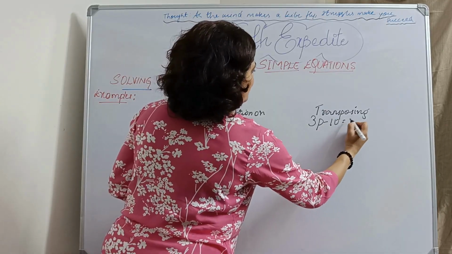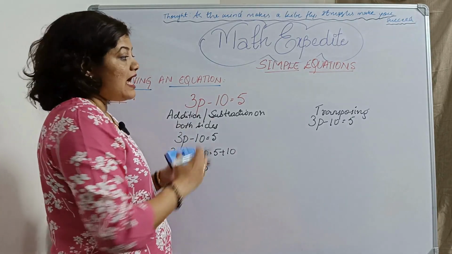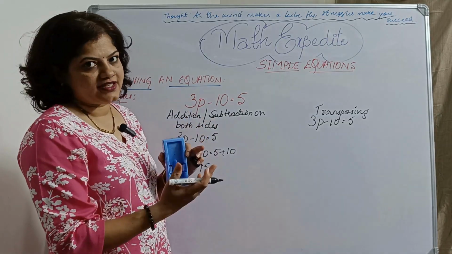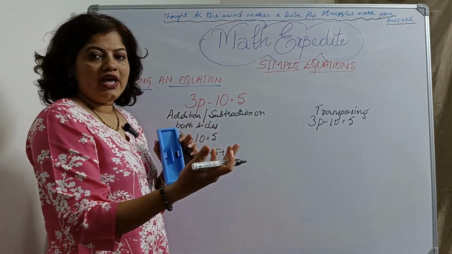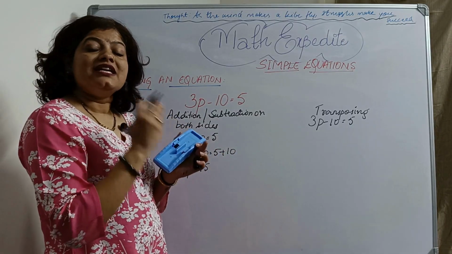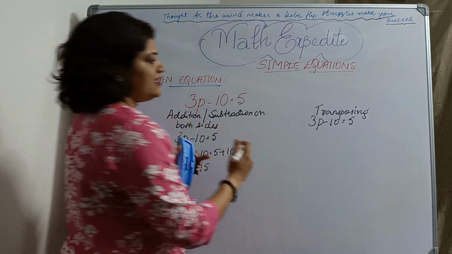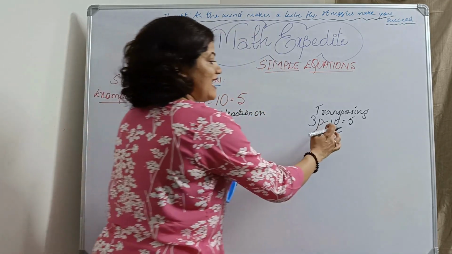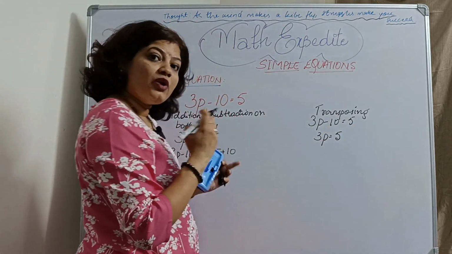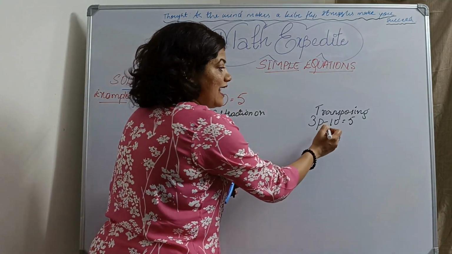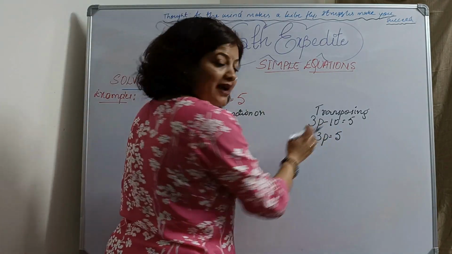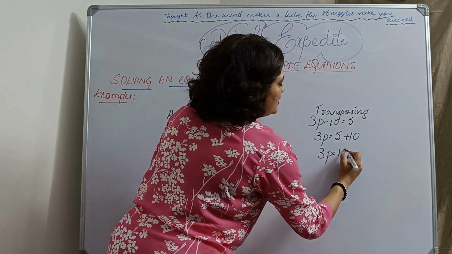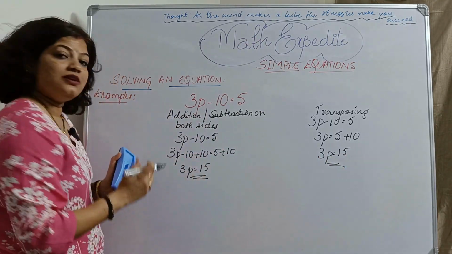3p minus 10 equals 5. What is this transposing method? I will transpose the number which is on the left hand side or the right hand side to the other side. At the same time, the sign also will change. See here, 3p is equal to 5. What did I say? We're transposing 10 from the left hand side to the right hand side. But the sign which it is carrying also will change. So here it is minus 10, so it becomes plus 10. So 3p equals 15.